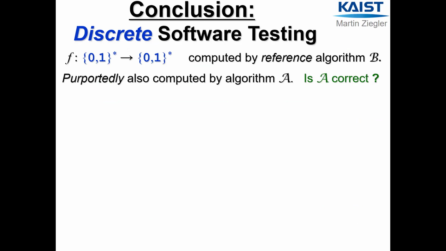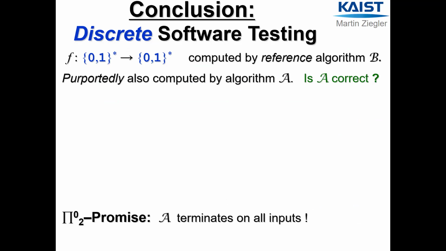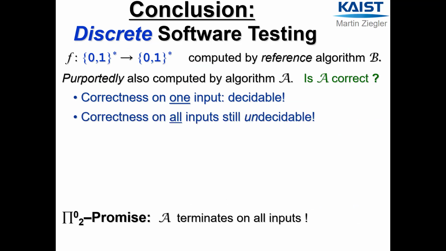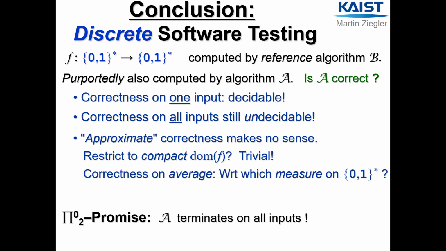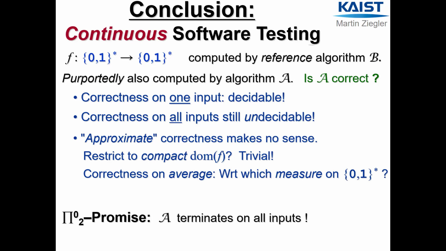So discrete software testing: most things cannot be done, even with the promise that the algorithm terminates on all inputs, a Pi-0-2 promise. Correctness on one input is trivially decidable. Correctness on all inputs is still undecidable. Relaxations like approximate correctness make no sense. Relaxation like restricting to compact domains is trivial. That's the same as a single input, or finitely many. Correctness on average doesn't make sense.